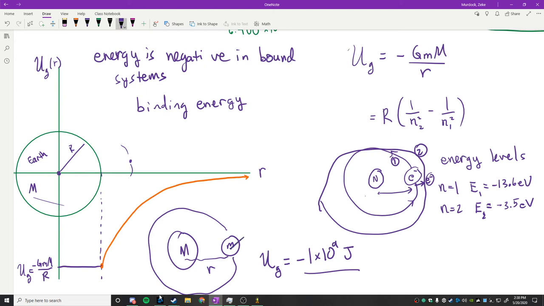Does that make sense? You'd need to give this body enough kinetic energy, for example, so that its kinetic energy was equivalent to this, and if you do that, it can escape from the system. It's a binding energy, and the negative is there to represent the fact that you need to put that much energy into the system to pull these two objects apart from each other. Okay? It's a type of binding energy.